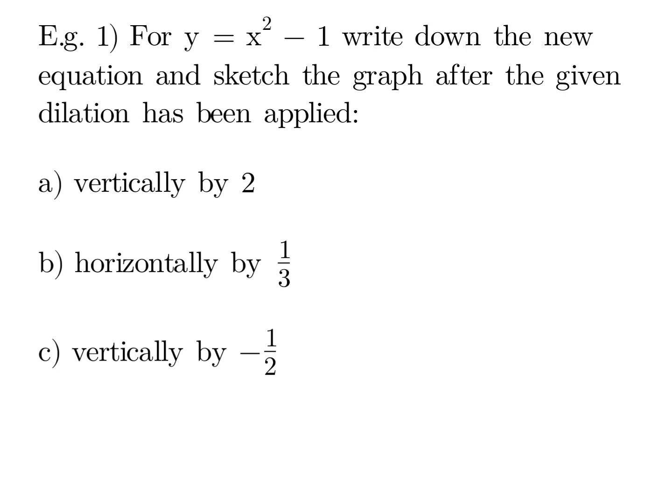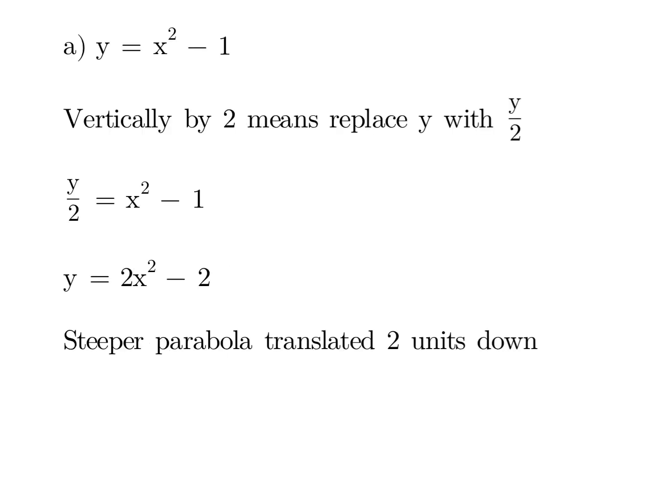So for y equals x squared minus 1, we are going to look at three different types of dilations, and we're going to create the new equation and the graph that goes with it. So let's start with vertically by 2. A reminder that vertically by 2 means replacing y with y over 2. So where the y is in the equation, I replace it with y over 2.